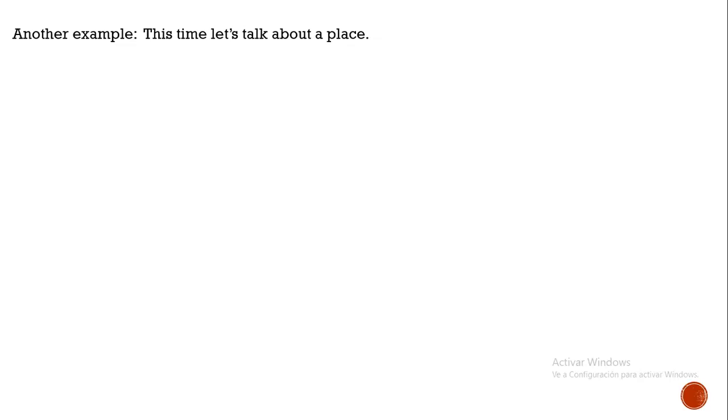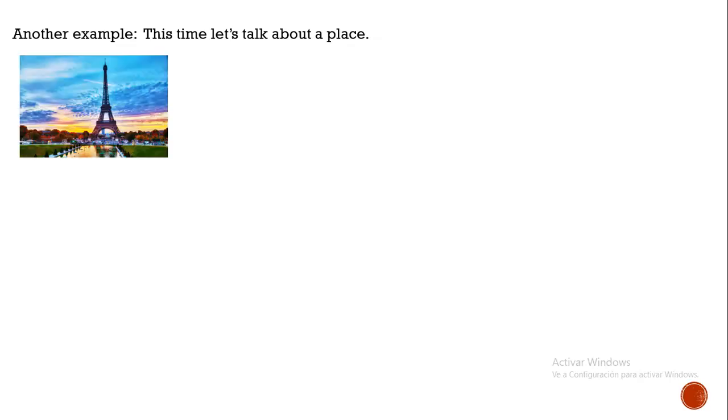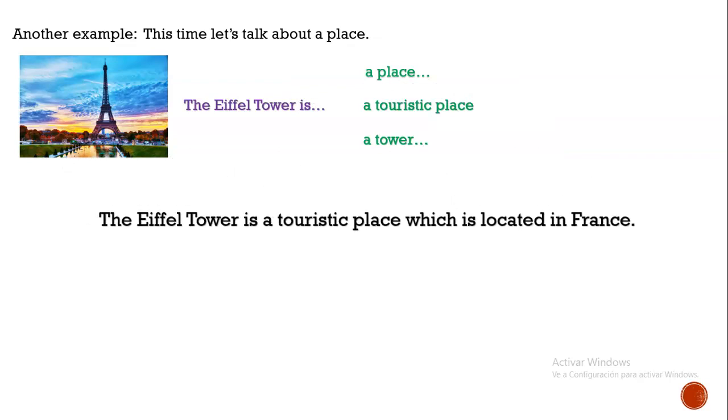Another example, and this time let's talk about a place. Let's talk about the Eiffel Tower. The Eiffel Tower is a place, or a touristic place, or a tower. I'm going to choose a touristic place. The Eiffel Tower is a touristic place which is located in France.